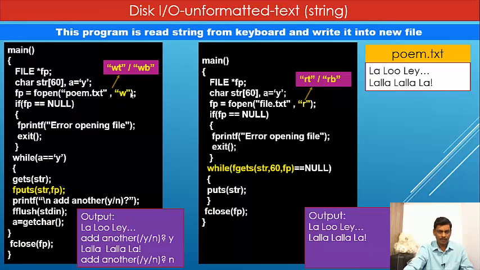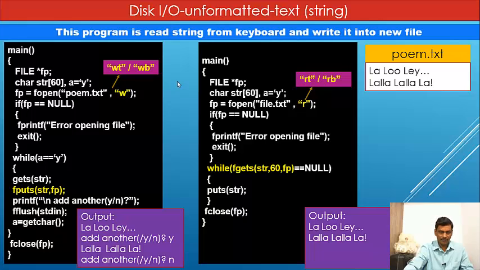If we put wb only, it is the write mode of binary format. So w or wt are the same. If we want to open a file in binary mode, we just put wb. So here we open the file in text mode only, that is poem.txt with w.